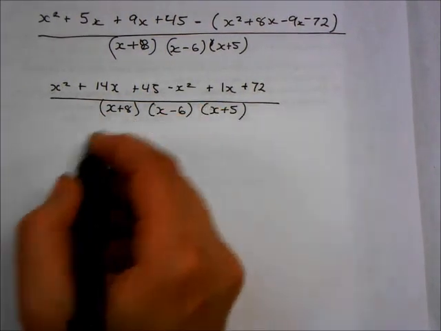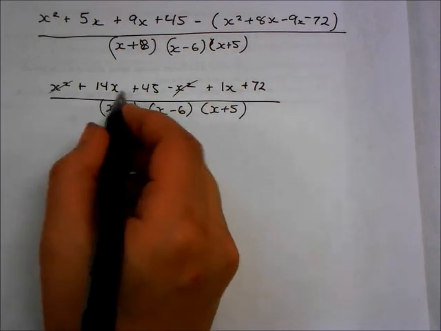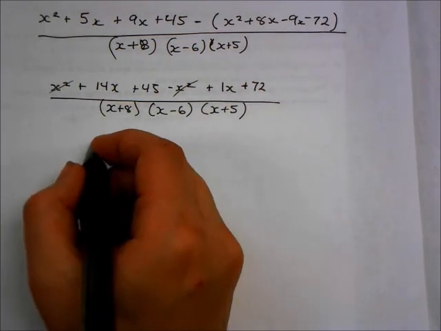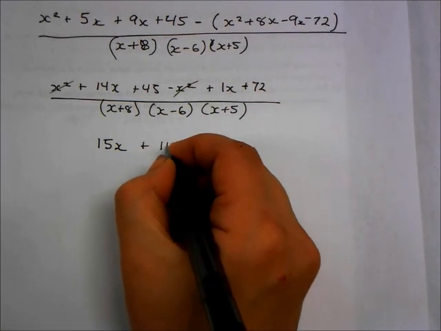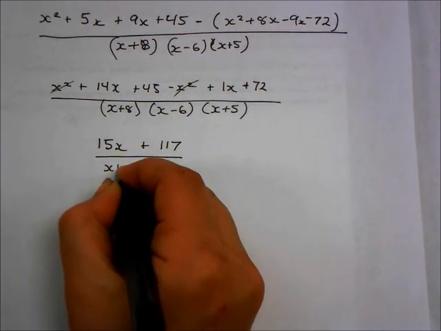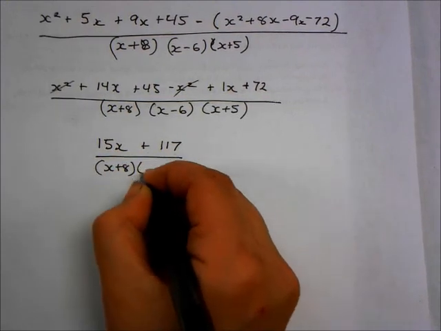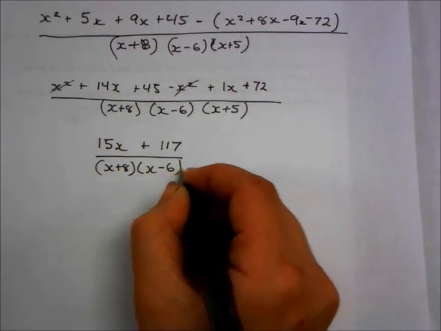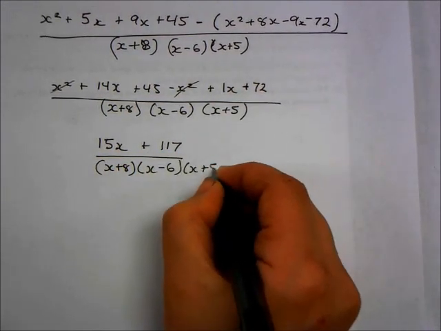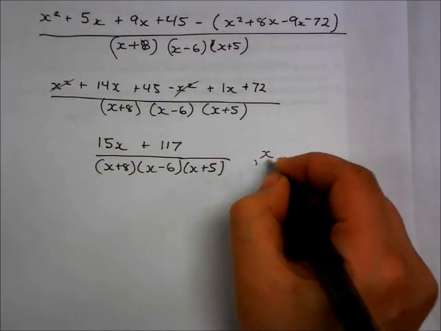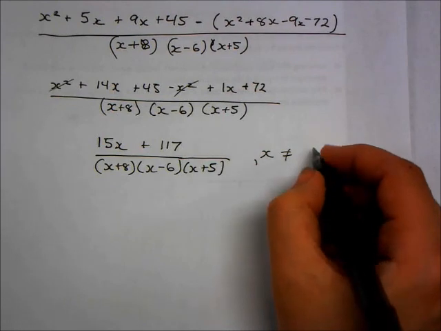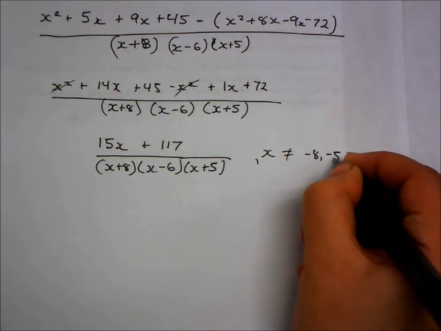x squared minus x squared, those are 0. 14x plus 1, 15x. 45 plus 72, 117. And the denominator stays. Is there anything that we can factor on the top? Nope. So x cannot equal, what were our restrictions? Negative 8, negative 5, and 6.